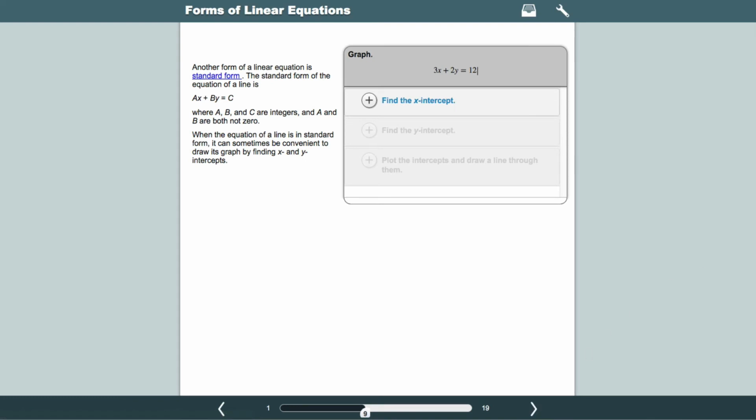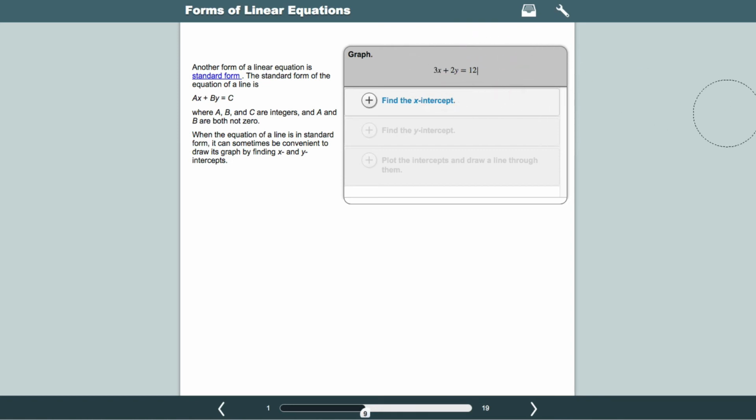Okay. Now on these, it wants us to find an x-intercept and a y-intercept. You know how we find the y-intercept. We find the y-intercept by crossing off the x and then solving. We would get y equals 6, right? Because we're going to divide both sides by 2. Okay, that's how we get the y-intercept.